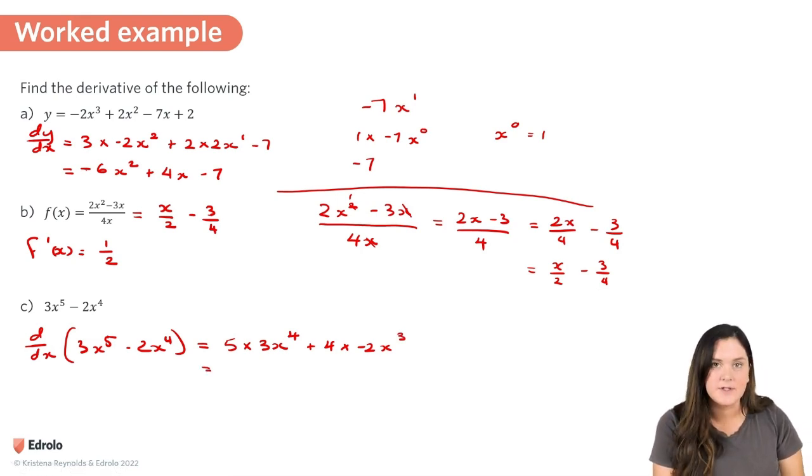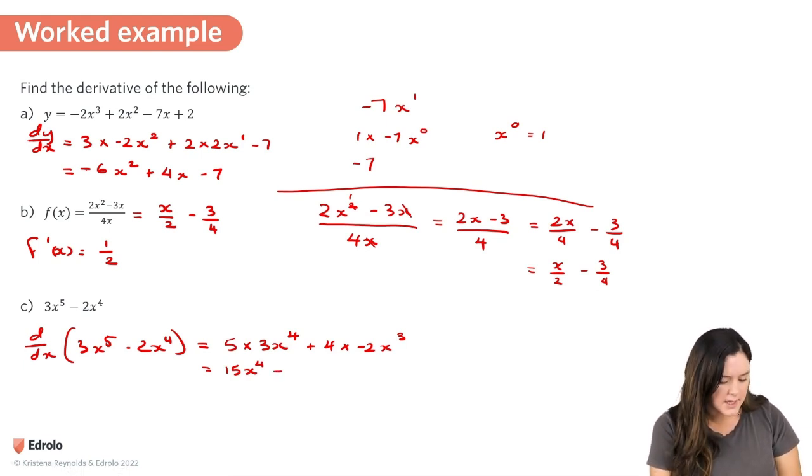So we've got 5 times 3, so 15, and that's x to the power of 4. 4 times negative 2 gives us negative 8. So take away 8, x to the power of 3.